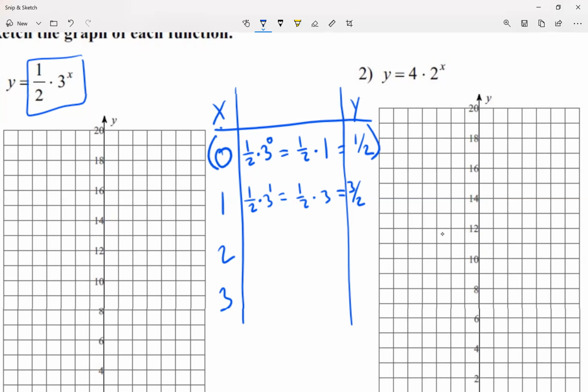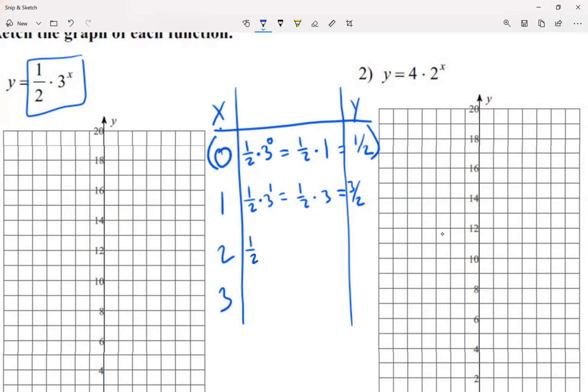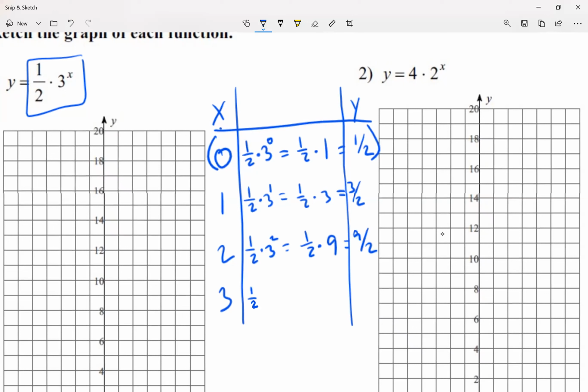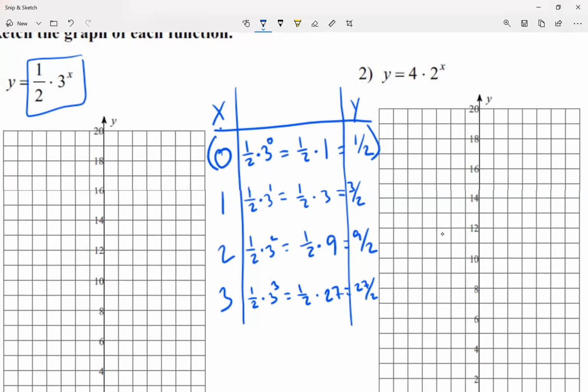Now what if x equals 2? Let me see this as 1/2 times 3 to the second. So I have 1/2 times 9. Isn't that 9/2? I can see that as a decimal, right? Isn't that 4.5? Now, what if x equals 3? I'm going to write 1/2 times 3 to the third. That's 1/2 times 27, right? 3 to the third is 27. So that gives me 27 halves. Well, that's fine. That's 13.5 as a decimal.